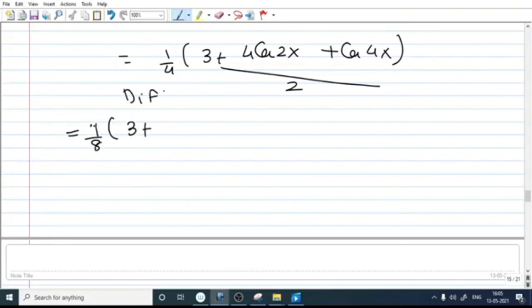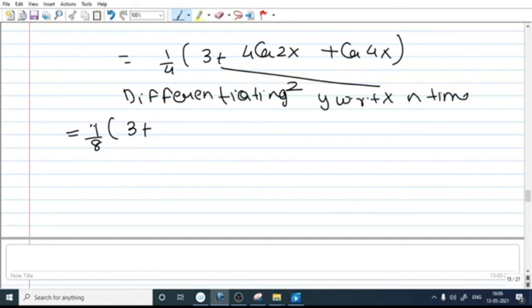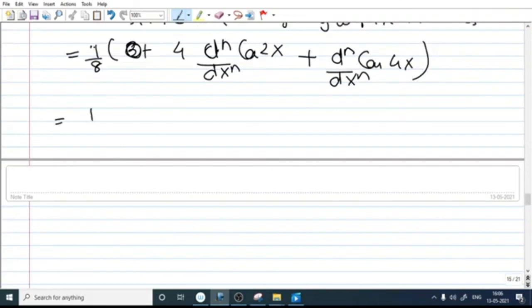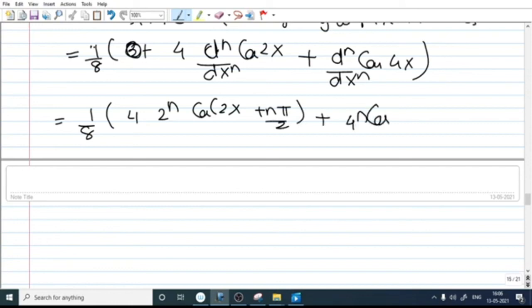So if we move on further, it is nothing but 1 by 8 into 3 plus 4 cos 2x plus cos 4x. What we are going to do here, we are going to write differentiating y with respect to x n times. So if we write this, okay, 3 will be as it is, there it will become 0. If I differentiate it n times, it will be 4, we move the 2 that side, 4 into d by dx power n of cos 2x plus d by dx power n of cos 4x. Now if I use the formulas which we have learned, we can get the answer, which will be 4 into 2 power n, right, into cos of 2x plus n pi by 2, plus 4 power n into cos of 4x plus n pi by 2. So this is our answer.